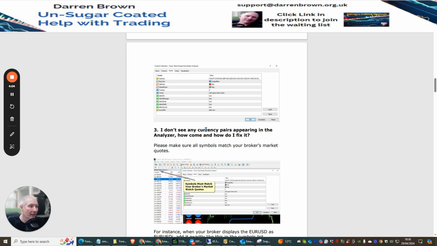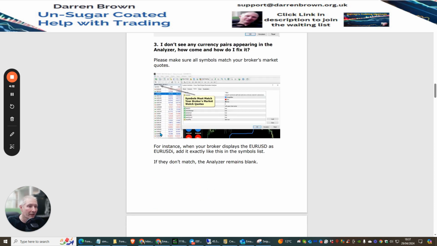I don't see any currency pairs appearing in the analyzer. How come? How do I fix this? Please make sure all symbols match your broker's markets quote. This is the bit I was telling you about. Say, for argument's sake, if you were using EuroCAD and it had an X on the end, you need to make sure you put an X on it.